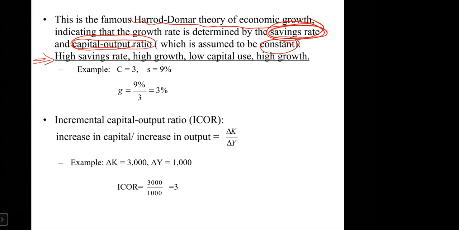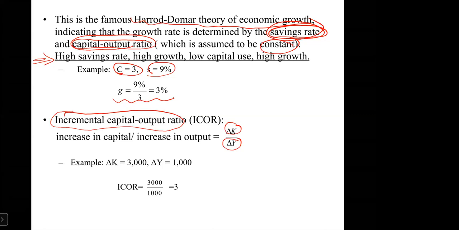Here is an example. If a country has a capital output ratio of 3 and a saving rate of 9%, then the growth rate is 3%. Okay. So we can do further analysis regarding the model. Now, if we define the incremental capital output ratio, which is defined as increase in capital divided by increase in output.